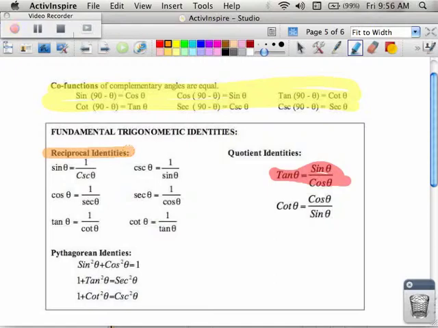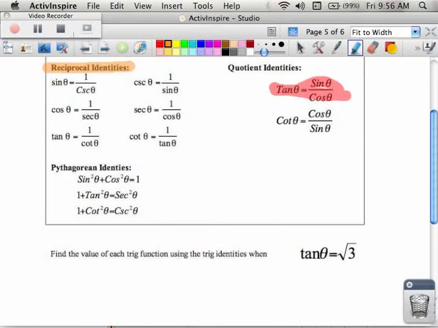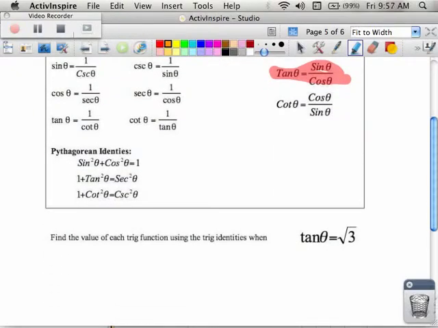The cool thing is that in the Pythagorean identity, this is the most famous trig identity. Sine squared plus cosine squared equals 1. From that, you can get anything. So let me show you what that means. Sine squared plus cosine squared equals 1.